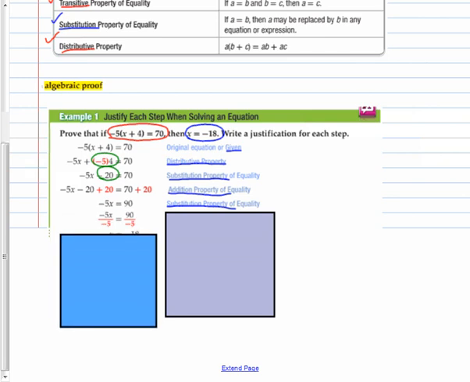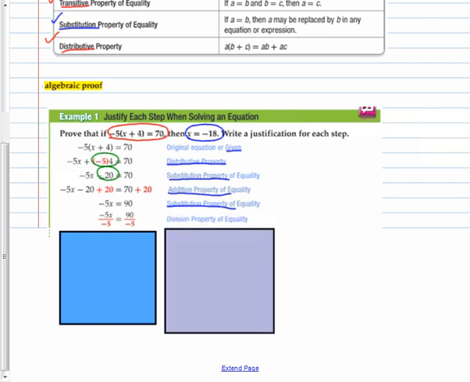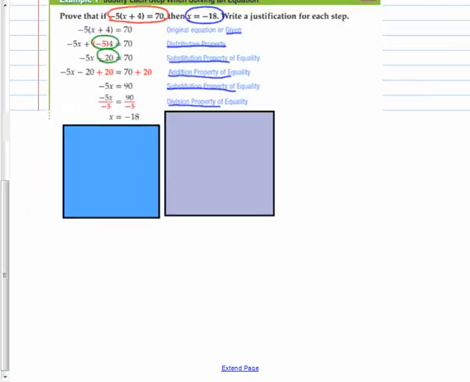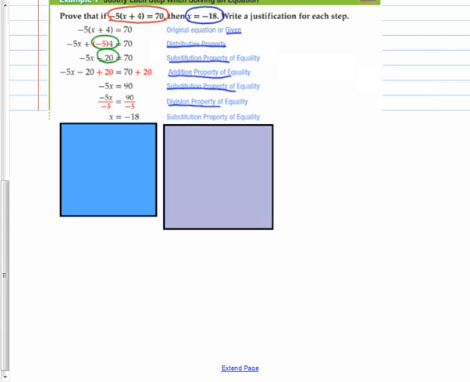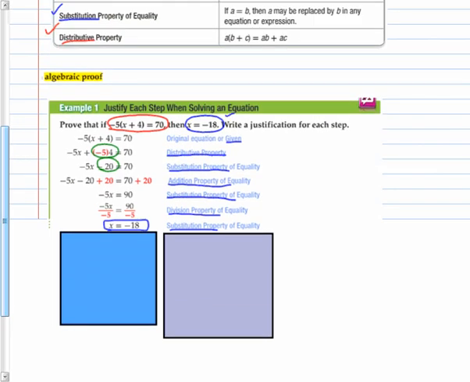Then, what allowed them to do this? Division property of equality. They divided both sides by the same thing. Yes. And then, they got this. Substitution. They're replacing negative 5 divided by negative 5 is 1. So there it is. And we stop here because this is what we were trying to prove.